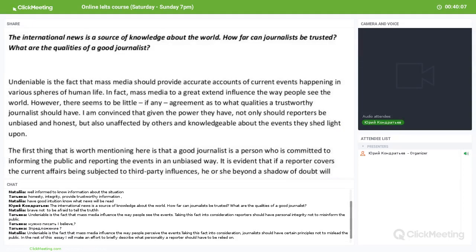Okay, so let me tell you. Undeniable is the fact that mass media influence the way people perceive the events. Taking this fact into consideration, journalists should have certain principles not to mislead the public. In the rest of this essay, I will make an effort to briefly describe what personality a reporter should have to be relied upon.